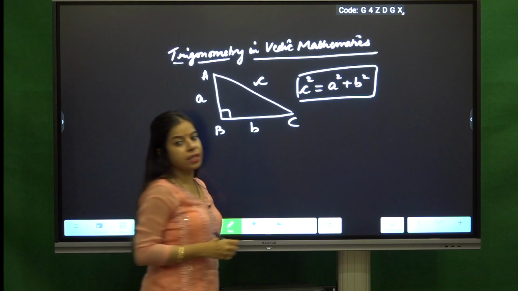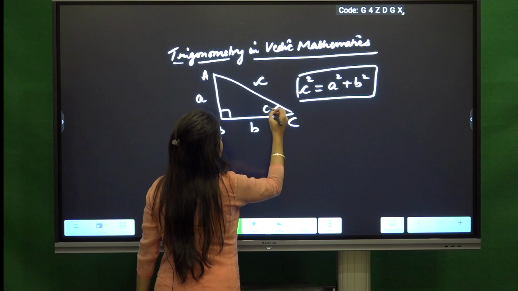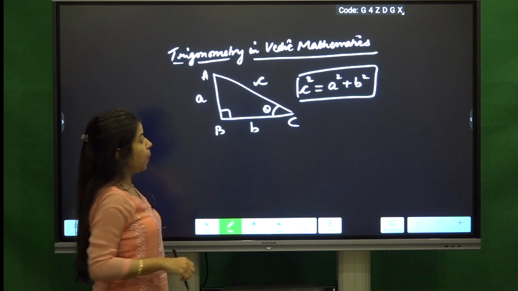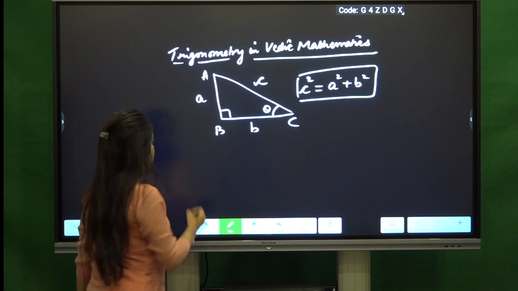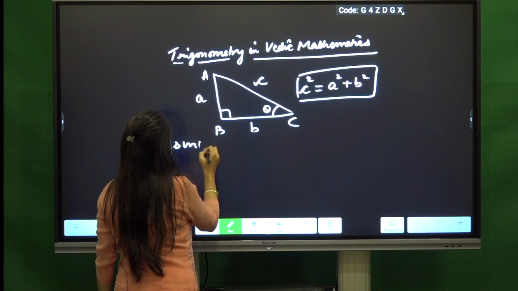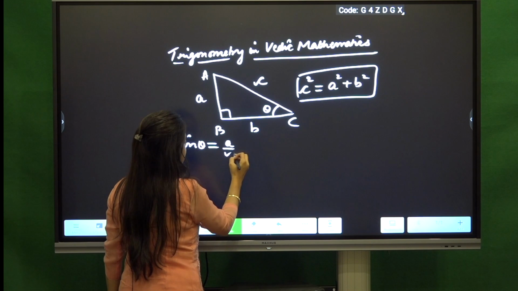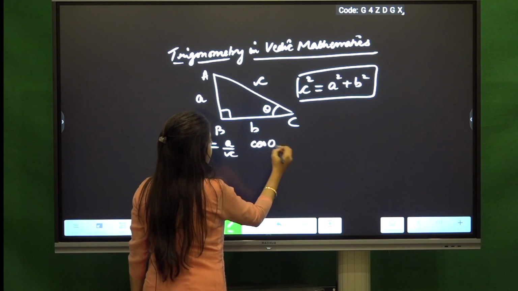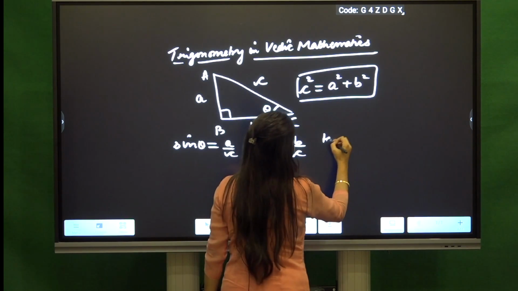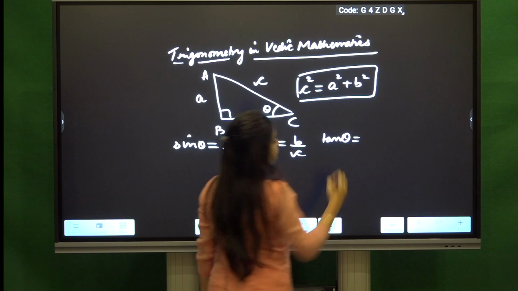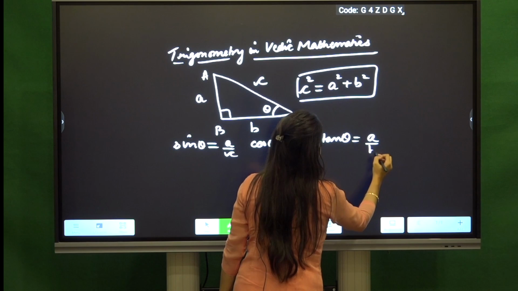And the 6 trigonometric ratios are given as follows, where theta is the angle between the AC and BC arms. So sin theta is perpendicular upon hypotenuse, which is A by C. Cos theta is base upon hypotenuse, which is B by C. Tan theta is perpendicular upon base, which is A by B.